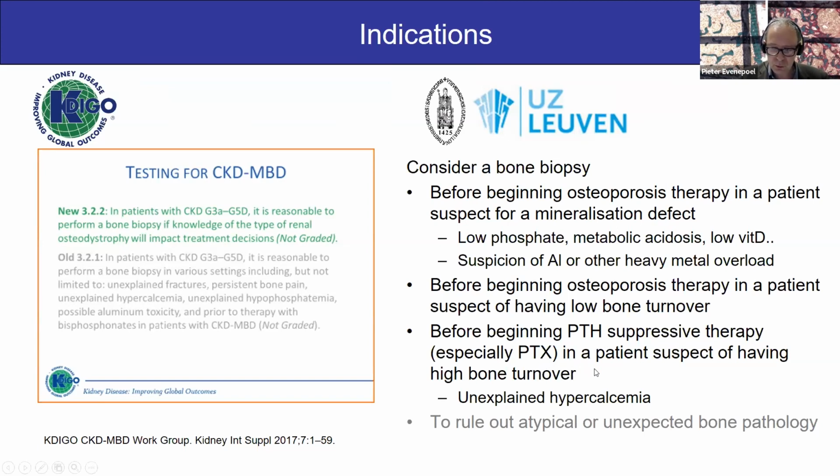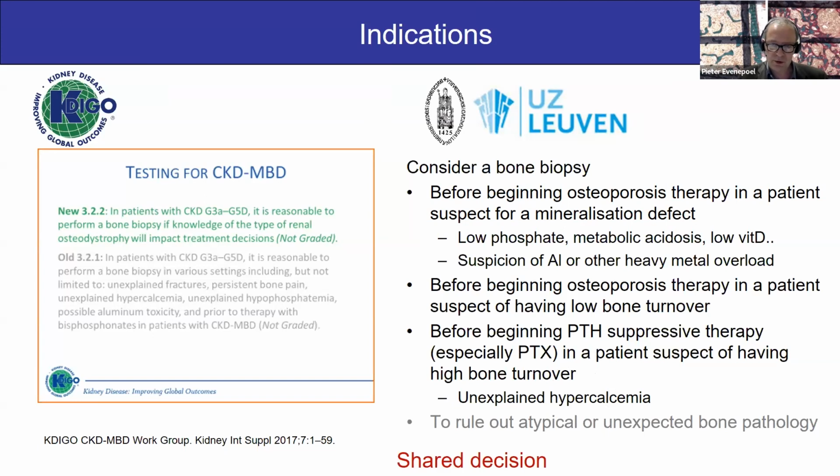And in such a patient, to confirm high bone turnover disease, a bone biopsy could have a place. Also, when you face a patient with an unexplained hypercalcemia, often following transplantation, the only way to be sure it's not a consequence of too high PTH, but could be the consequence of something else, is to perform a bone biopsy. So these are the main reasons we in Leuven nowadays perform bone biopsies in a clinical setting.